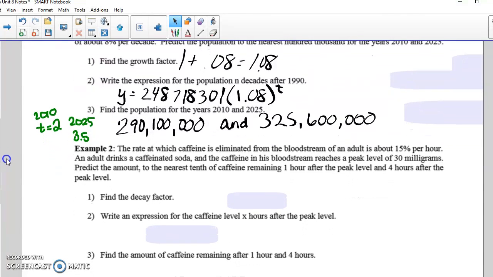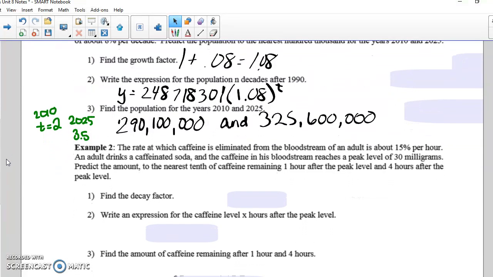Example 2. The rate at which caffeine is eliminated from the bloodstream of an adult is about 15% per hour. An adult drinks a caffeinated soda and the caffeine in his bloodstream reaches a peak level of 30 milligrams. Predict the amount to the nearest tenth of caffeine remaining 1 hour after the peak level and 4 hours after the peak level. First, find the decay factor.